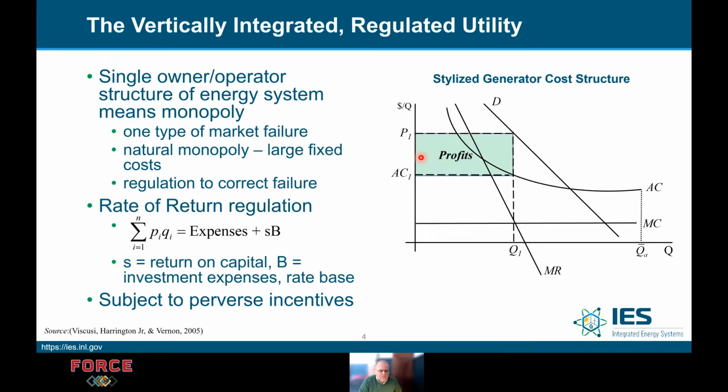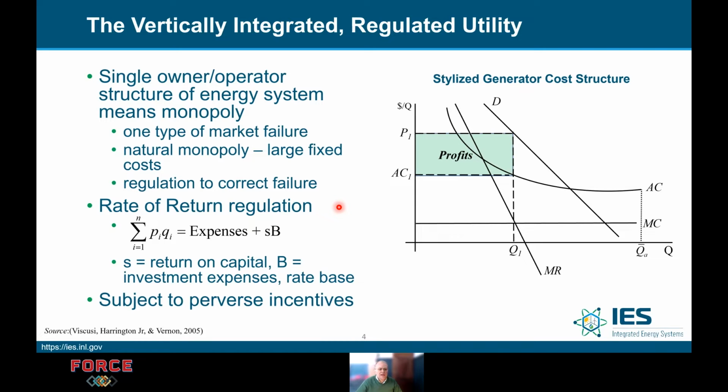And the green area represents what we might consider monopoly profits. Fair enough, straightforward. Because that's a market failure, the monopolist would not choose to operate in the most efficient manner. Regulation comes into play. For much of the 20th century in the United States, rate of return regulation is what governed the operation of that entire supply chain of electricity that I described on the previous slides.